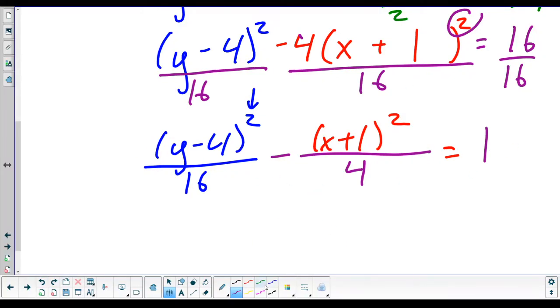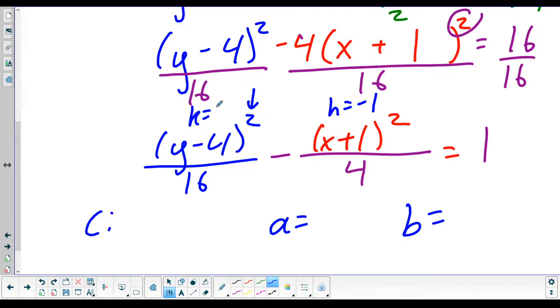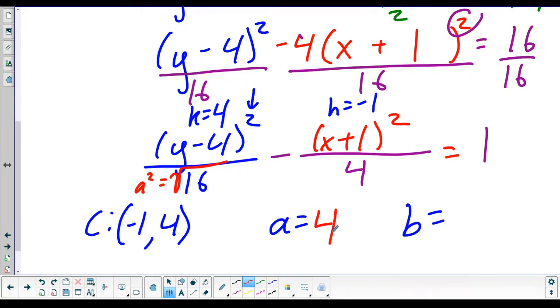Now this, we can just read off our center and our a and b. So the center is going to be at, here's our h because it's with the x, so h equals negative 1, flip the sign. K equals 4 because we flipped the sign. So our center is at h, k, so negative 1, 4. A is always under the positive term, and remember we have to take a square root because this is a squared. So take a square root, a is 4. B is always under the negative term, so this is b squared, take a square root, and b is 2.